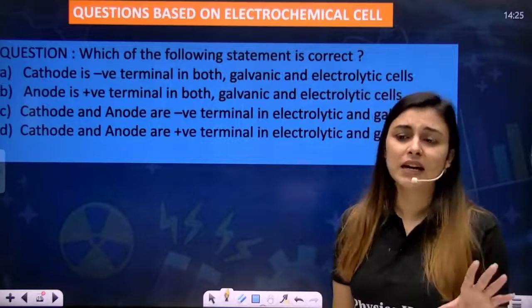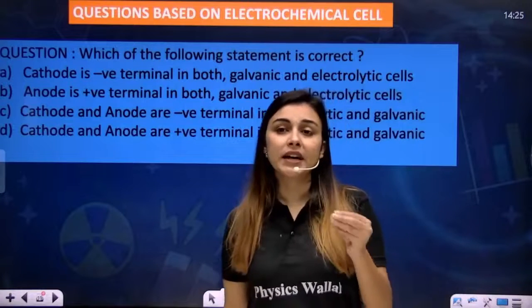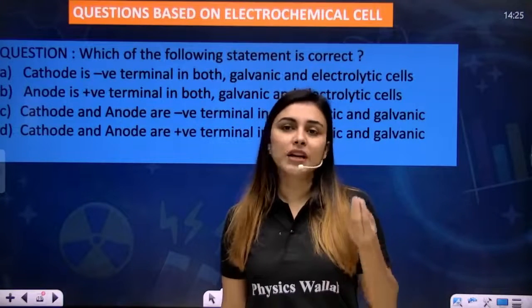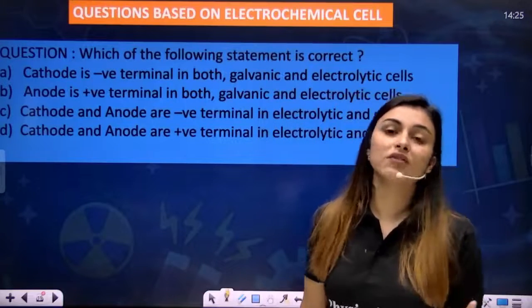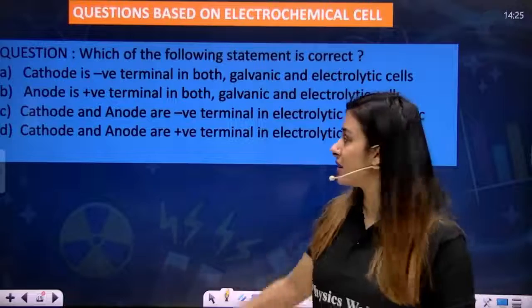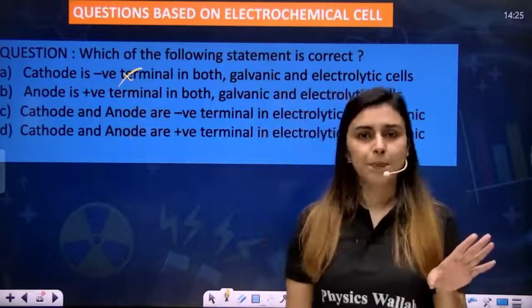See, we just studied that cathode cannot be negative in both the cells. Anode cannot be positive in both the cells. It means that in both the cells, the same electrode cannot have the same sign. They will be definitely opposite. So the first option is wrong.